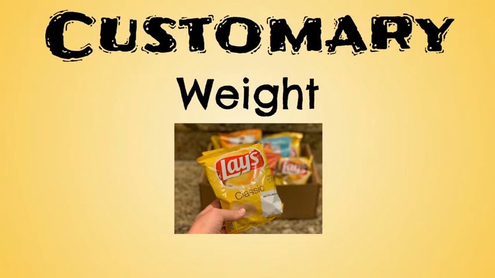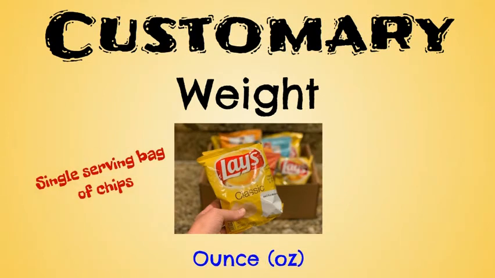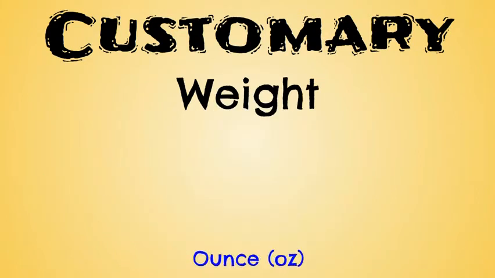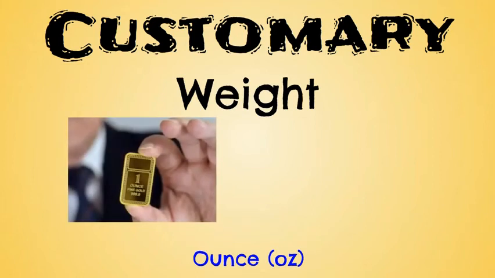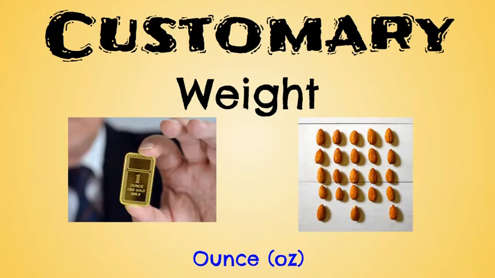Let's start with the customary weight of ounces. A small bag of chips is measured in ounces. Have you ever wondered what an ounce of gold looks like? Well, here it is. An ounce is also about the weight of 23 almonds.